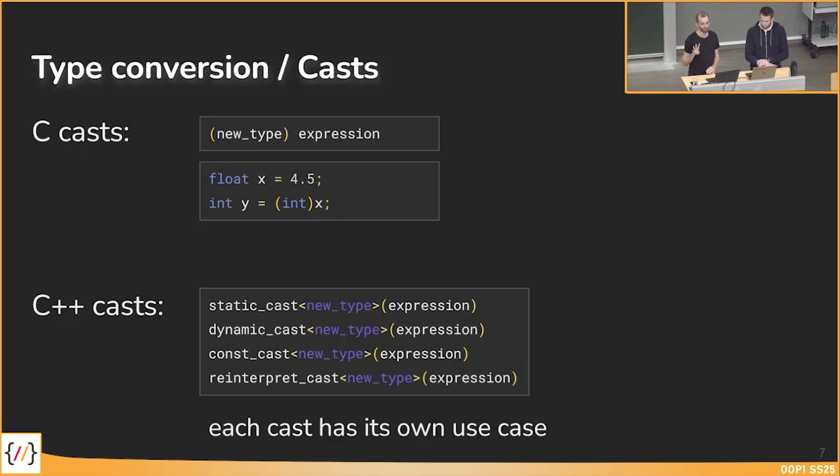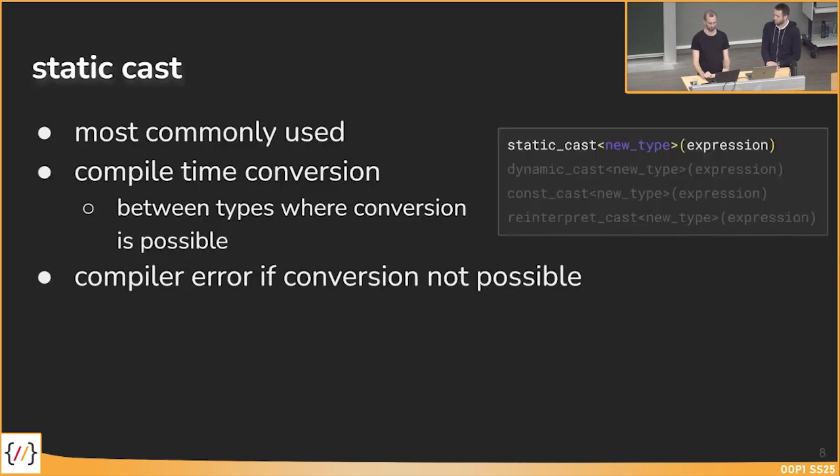You have 4 different types of casts. The dynamic cast you already discussed in the practicals, but we'll also have a look at it now. Static cast, const cast, and reinterpret casts. Each of them has its own use case, and it is kind of the same as the C casts, but they are a bit safer to use. But let's have a look at it step by step and cast by cast.